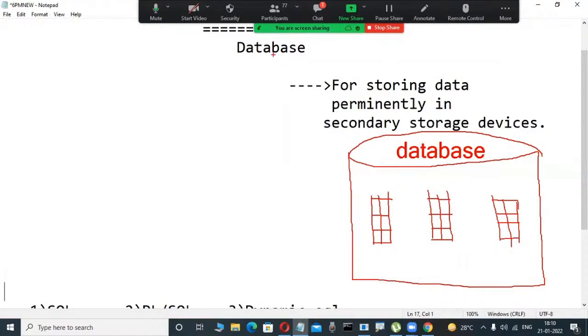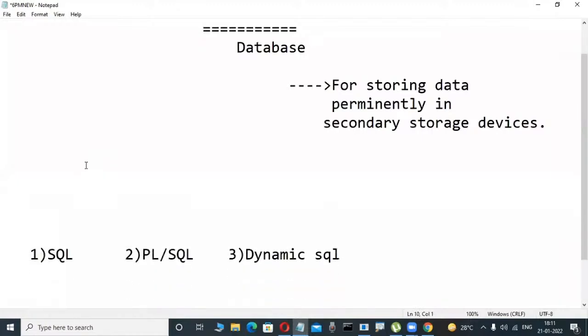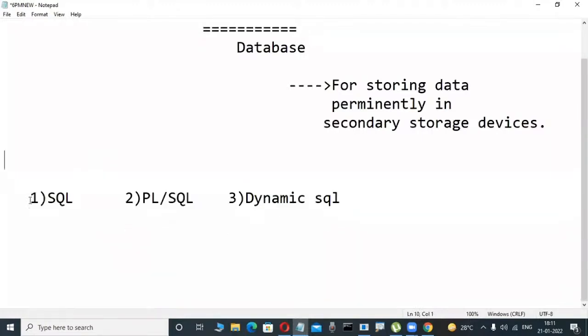We operate on this data using SQL, structured query language. Up to this point I told you yesterday, just a small thing. If you want to operate this Oracle software, we use SQL, structured query language. Another language is what?